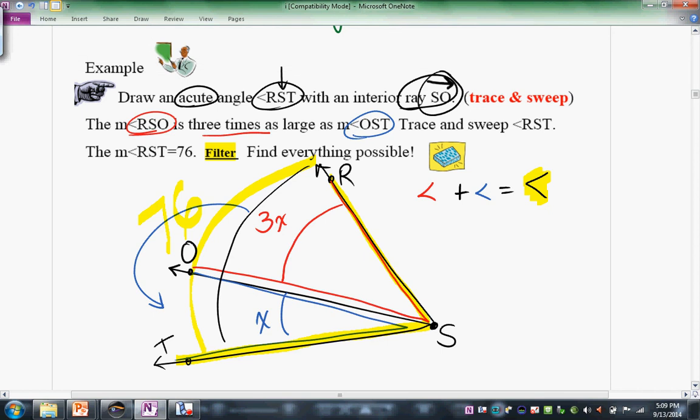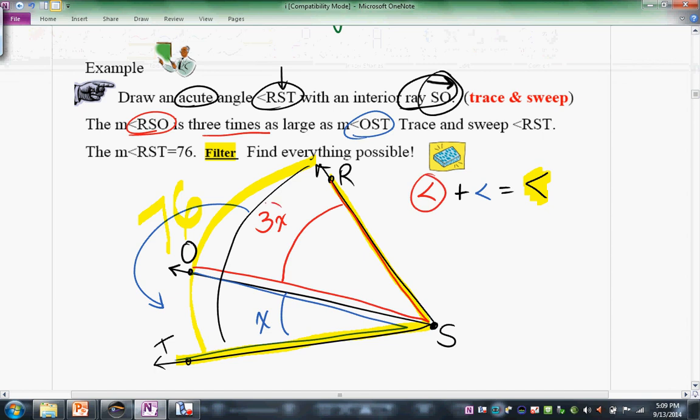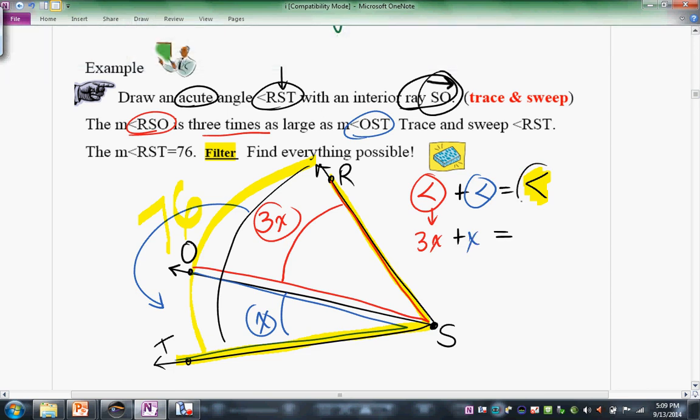Remember, we always talk about things before we talk about the algebra. Now, with that, let's circle, plug, chug. So the red is going to be 3x plus the blue is x equals our yellow, which was the whole thing, 76. Go ahead, start working your algebra. Let's collect like terms.